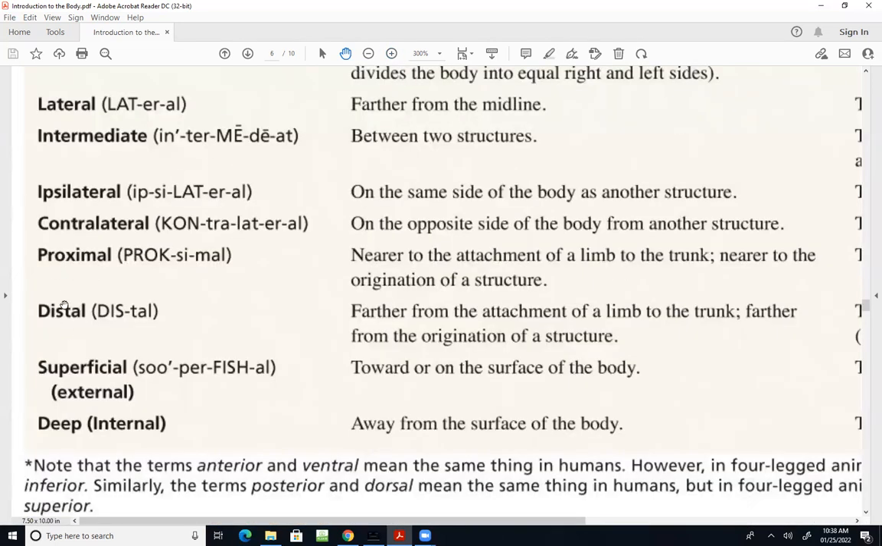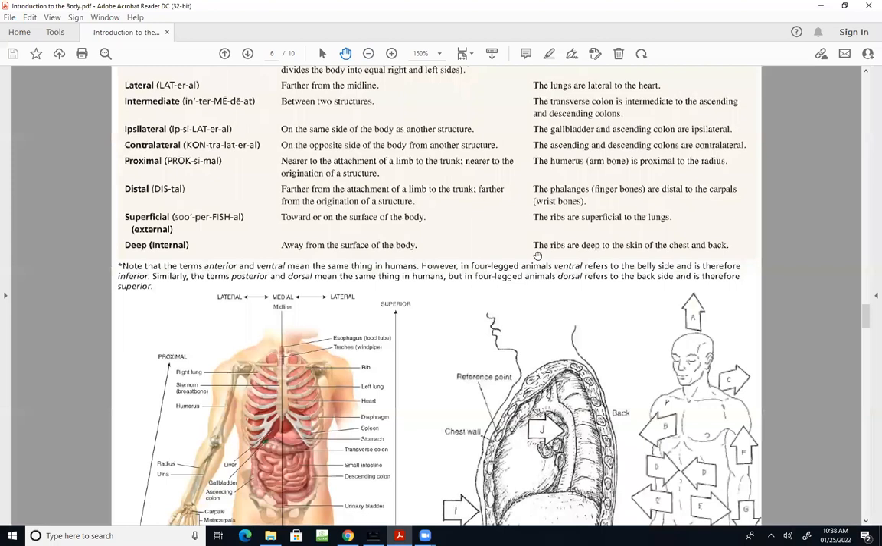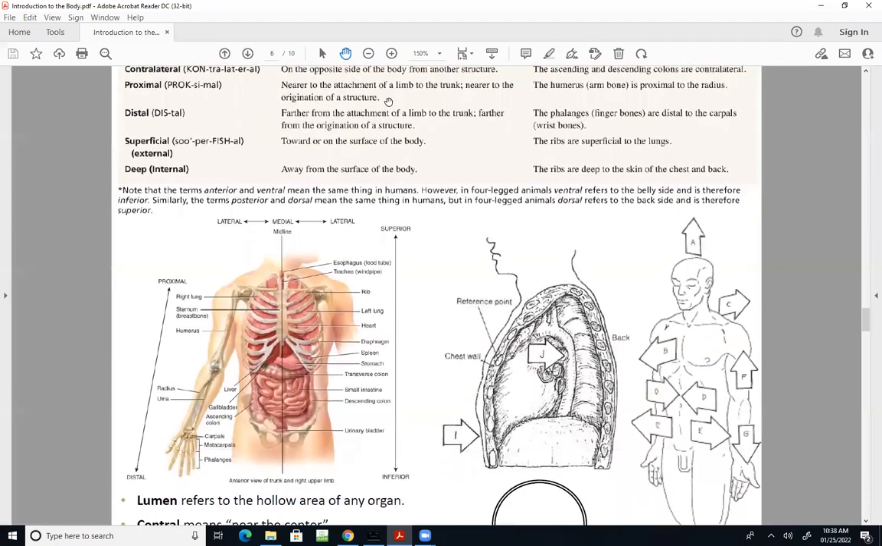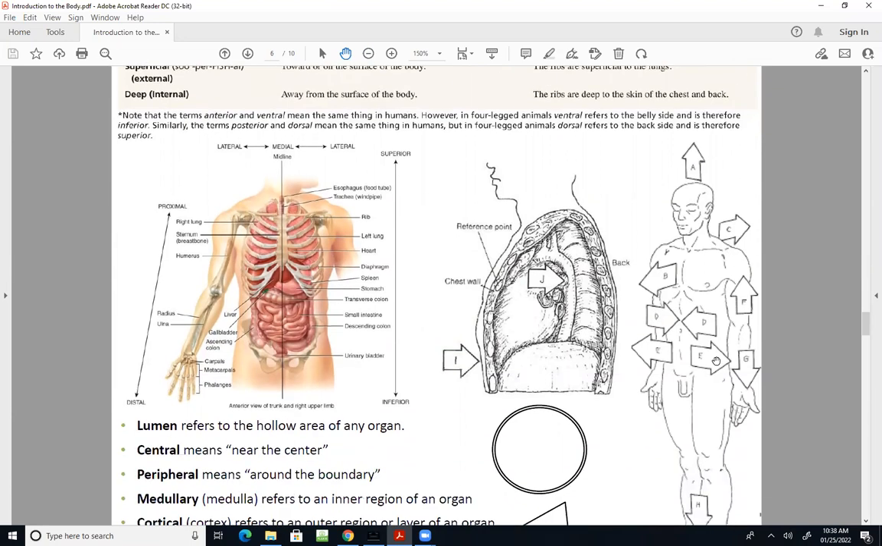Proximal and distal go together, and those are going to be used a lot when we talk about the arms and legs. Proximal refers to near to the attachment of a limb to the trunk or the origination of the structure, whereas distal, I always tell students think distant. It's farther away from that attachment of the limb to the trunk or farther from the origination of the structure. So when we talk about the arms and legs, where they attach to the trunk, your arms attach to your trunk at the shoulder, your legs attach to your trunk at the hips, okay?